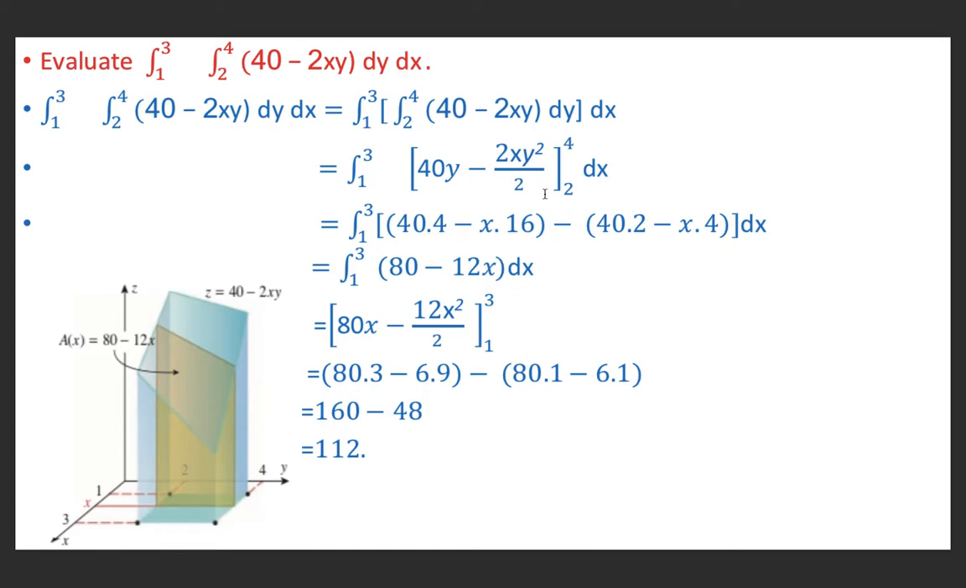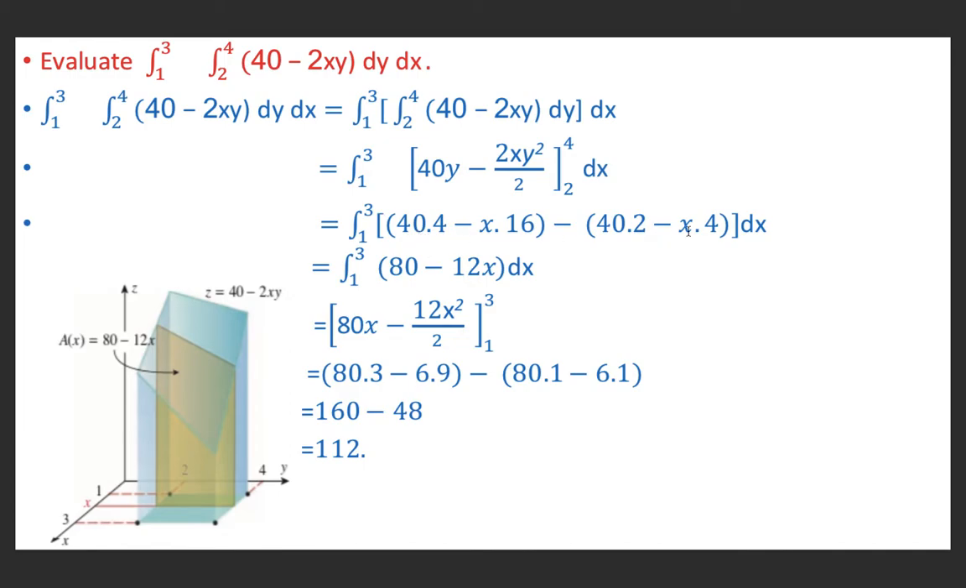We know how to evaluate this function. First substitute the upper limit, then substitute the lower limit and write the minus sign in between. So when we substitute the upper limit, this is 40 into 4 minus 2 and 2 will cancel out, x into 4 square which is 16, minus, substitute the lower limit, 40 into 2 minus x into 2 square which is 4. Now we will integrate this with respect to x, and x varies from 1 to 3. This is the given region.